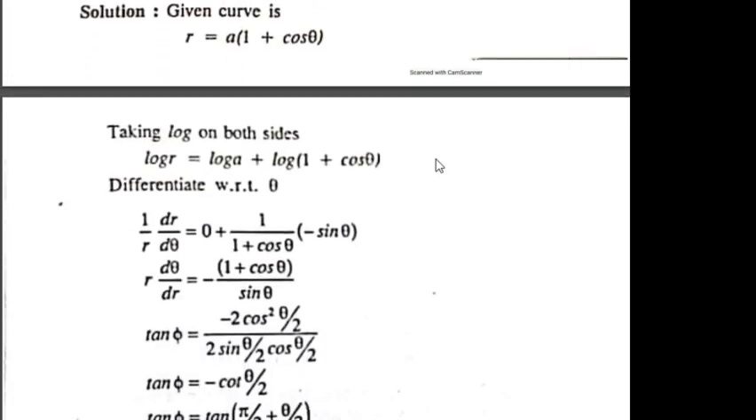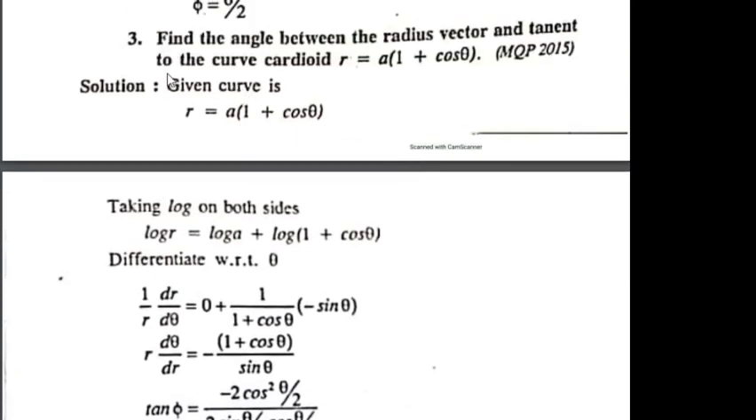Okay. Again this is also the same. Find the angle between the radius vector and the tangent to the curve r is equal to a into 1 plus cos theta. The same method you have applied: taking log on both the sides, then differentiate with respect to theta, reverse it, you will get tan phi. Then again 1 plus cos theta you have to write as 2 cos square theta by 2 and sin theta is again 2 sin theta by 2 cos theta by 2. One cos theta by 2 and cos theta by 2 get cancelled, 2 gets cancelled and you will get cos theta by 2 by sin theta by 2, which is cot theta by 2.